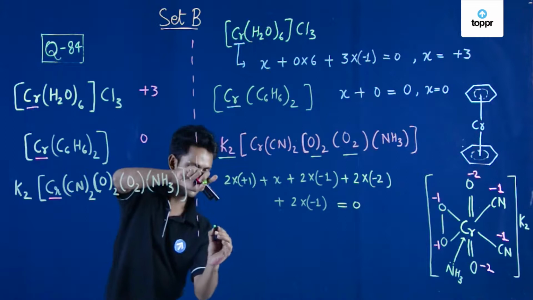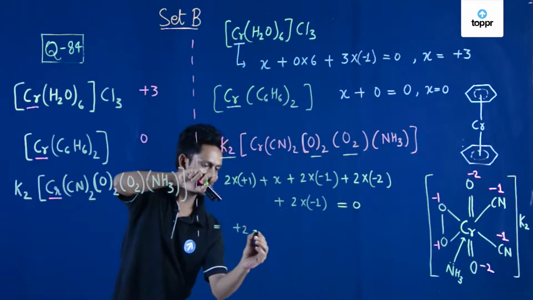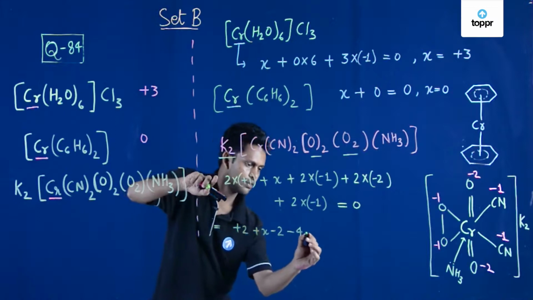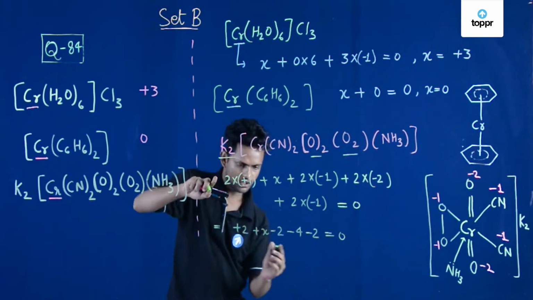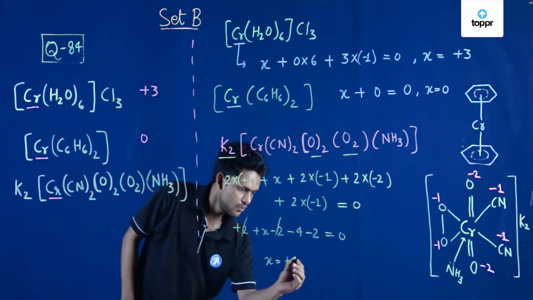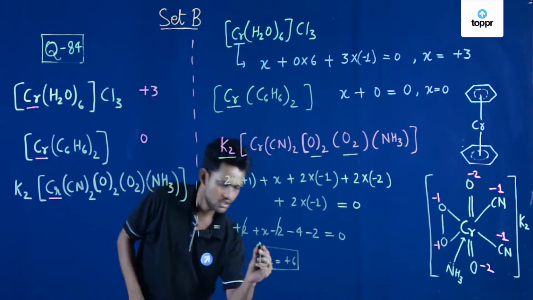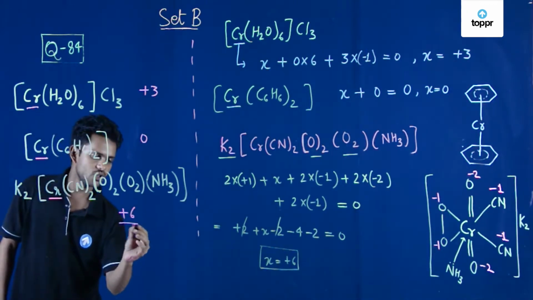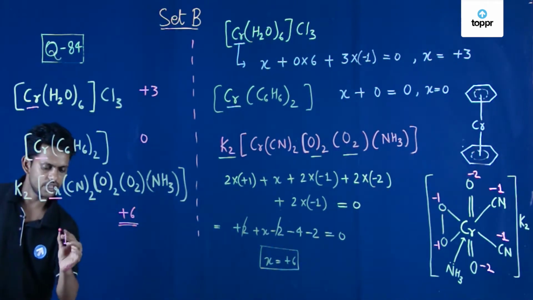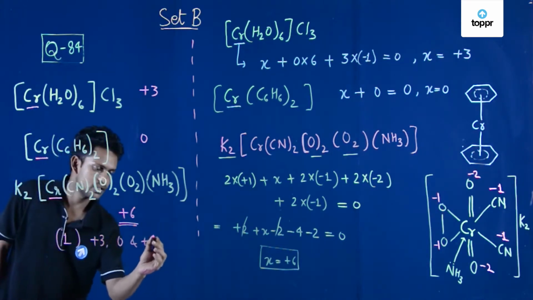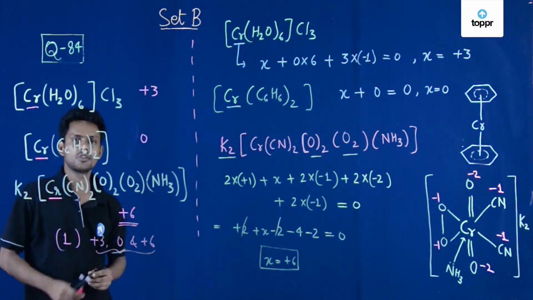So if you calculate this, what we have is +2 plus x -2 -4 -2 is equal to 0. So we can simply say that x will be equal to +6 in this case. So the answer here will be +6. So this was option number 1 where they have written +3, 0 and +6. So this will be the correct option for this case.